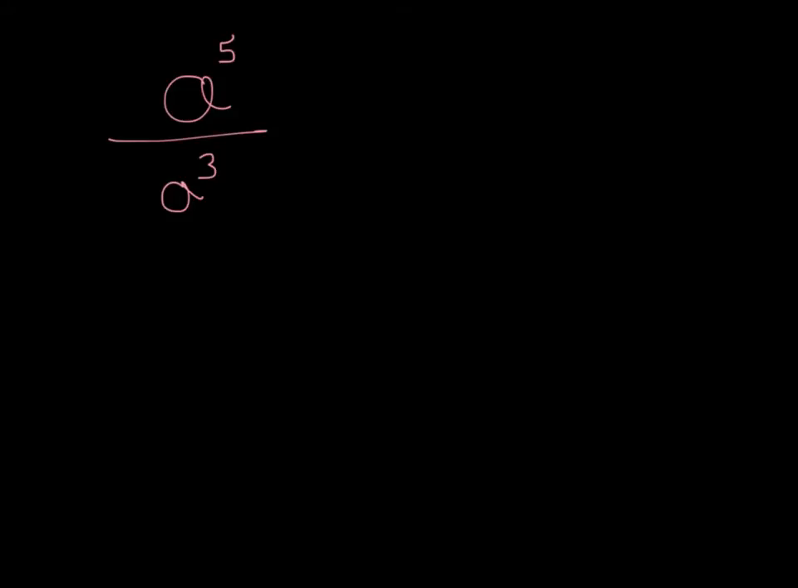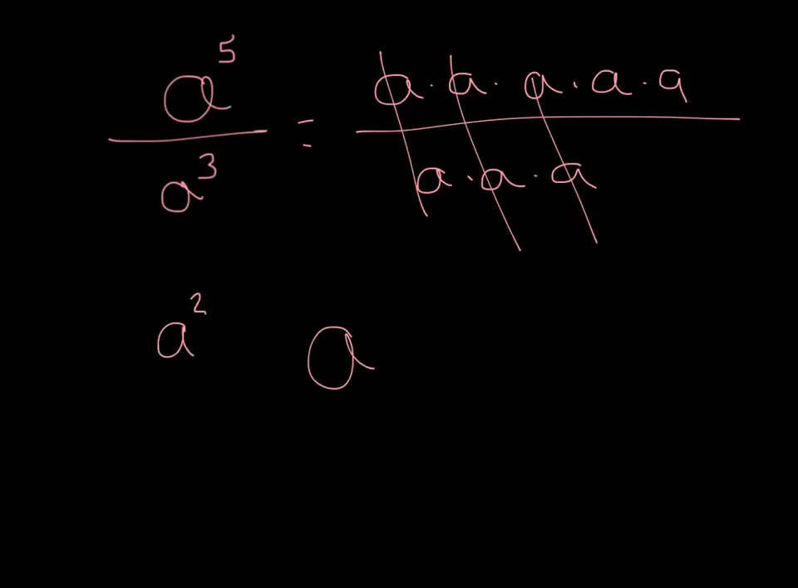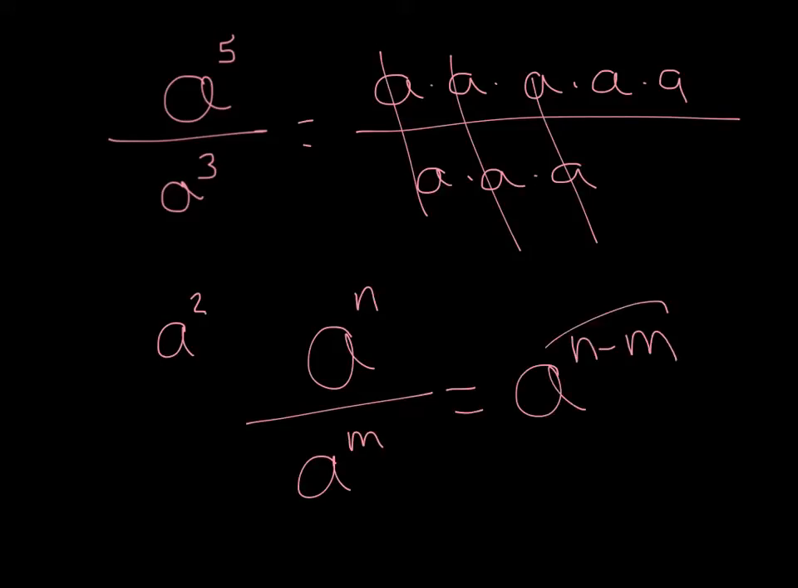And what about this situation? Well, this is equal to a times a times a times a times a, or a to the 5th, over a times a times a. And we know that we can cancel these things out. So a divided by a is 1, a divided by a is 1, a divided by a is 1, so we're left with a to the 2nd. And so this property is a to the n over a to the m is just a to the n minus m. You can subtract.